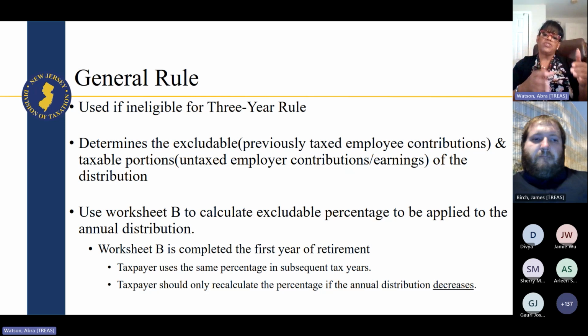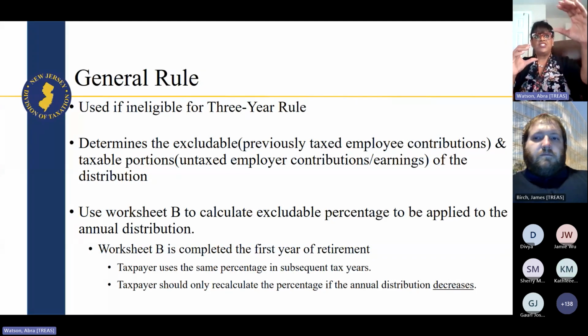They're going to use Worksheet B to do that. They use Worksheet B just in year 1. They're going to take what they expect to receive over the lifetime of the overall value of that pension plan, what their annual distribution is, and how much they've paid into it, and they're going to come up with a percentage that represents the previously taxed portion of the plan, and they're going to apply that to their annual distribution.